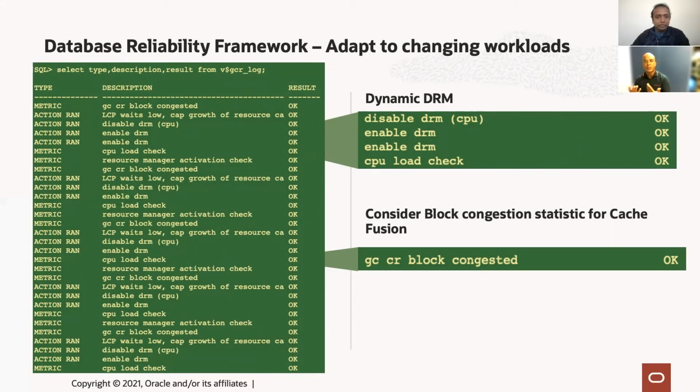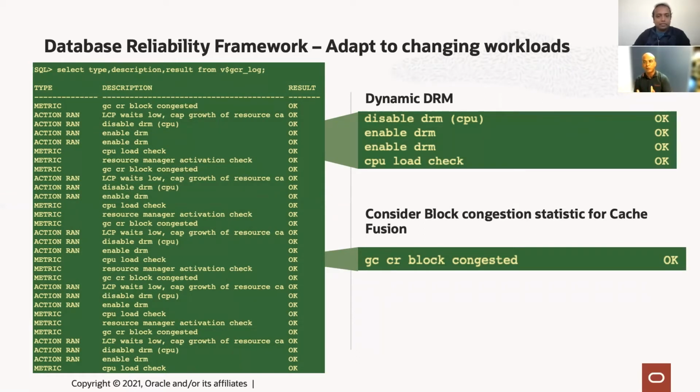We have made sure that it doesn't happen when there is lesser CPU or the CPU resource is a bit hard to get. So as you can see here, we check, should we disable DRM because the CPU load is high? Should we enable DRM? And also, we make sure that if the interconnect or network is congested, the private network, we monitor that and make sure that we take some adaptive action based on this. This is an ongoing thing.